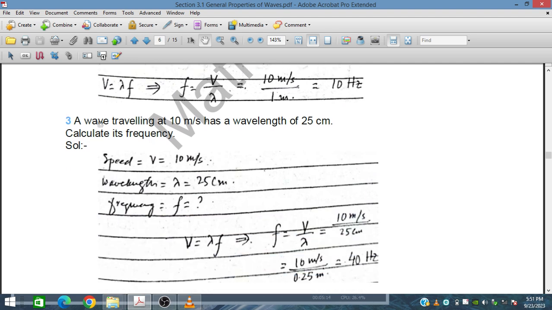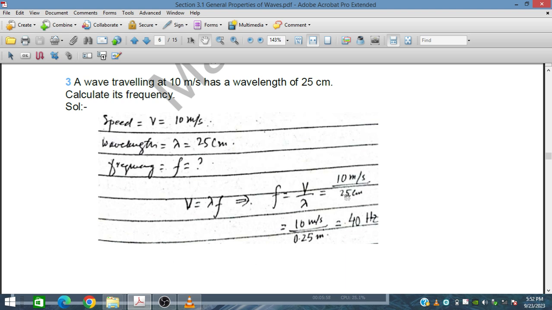And question number 3: a wave traveling at 10 meters per second has a wavelength of 25 centimeters. So lambda is given as 25 centimeters, and the wave speed is 10 meters per second. We have to find the frequency. So v is equal to lambda f, f is equal to v upon lambda. So this is 10 meters per second, and we have to convert 25 centimeters into meters. So it becomes 0.25 meters, and meter cancels with meter. So this is 40 hertz.